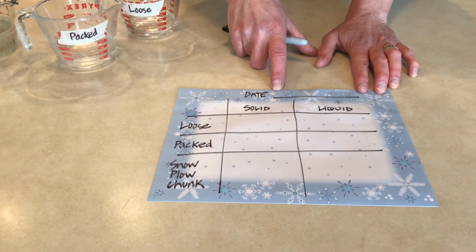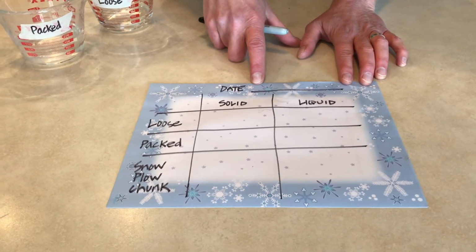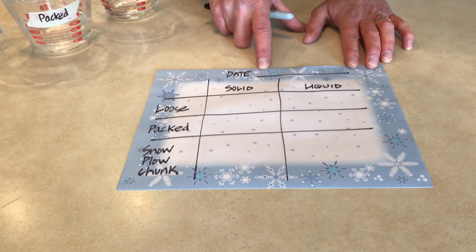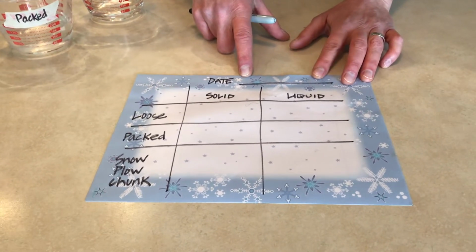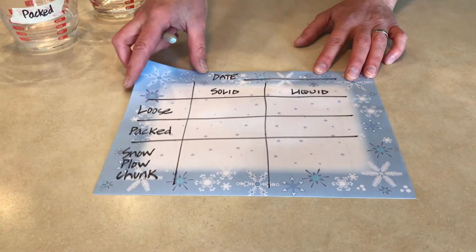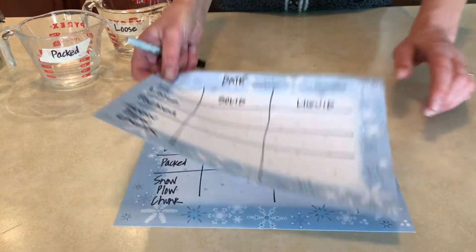So this is a fun experiment to try during different snowfalls, and you'll see that the results will vary depending on how much moisture is in the air, the temperature of the snow, and other variables. So that's a fun thing to keep track of on more than one day, more than one snowfall.